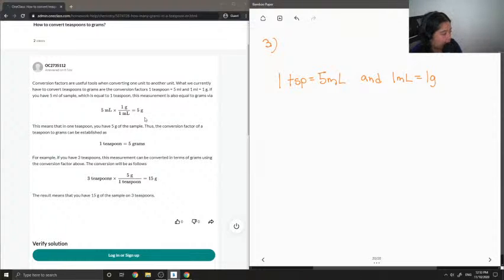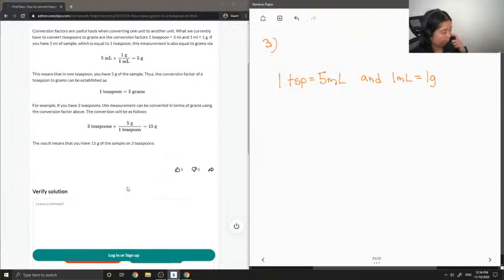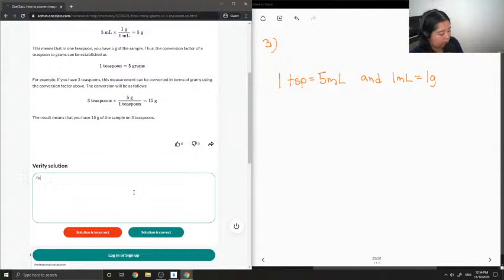For example, if you have 3 teaspoons, this measurement can be converted to grams using the conversion factor above. The conversion will be as follows: 3 teaspoons times 5 grams over 1 teaspoon is equal to 15 grams. The result means that you have 15 grams of the sample in 3 teaspoons. So this solution is correct. They also had a good example.